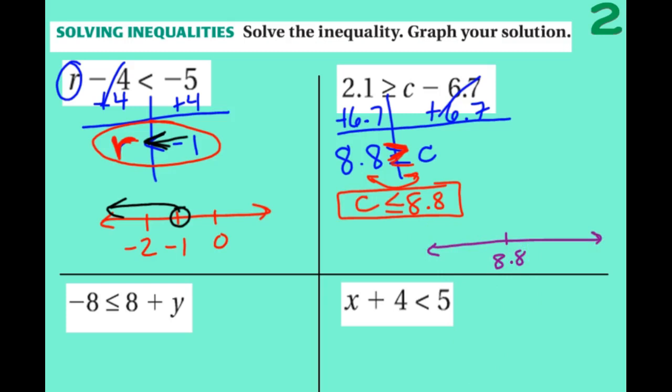So I'm going to put 8.8 in the middle. If you want to put 9 over here and 8 over here, you can, because 8.8 would be in the middle of those two numbers. If you'd prefer to go by decimals and say, hey, this would be 8.7, 8.8, 8.9, either one works, as long as you have a lesser number on the left and a greater number on the right. So this one is equal to, so it's a closed circle. And then like an L, less than would be to the left.